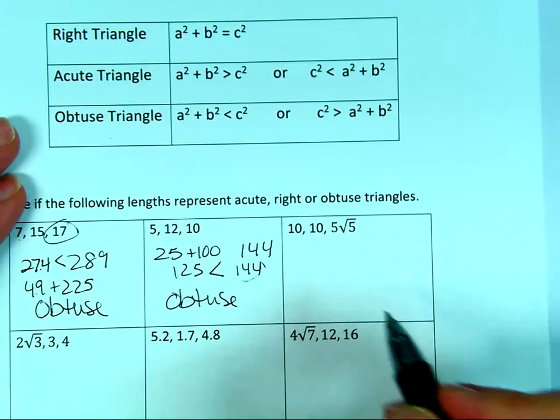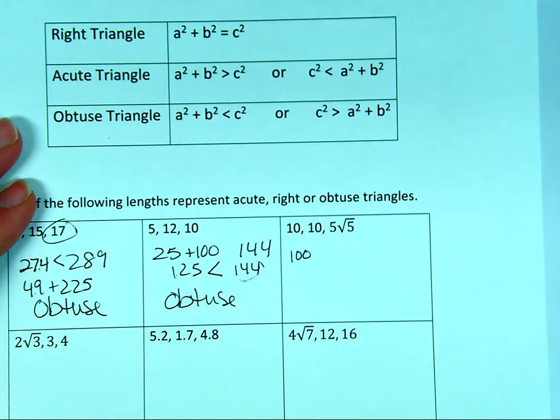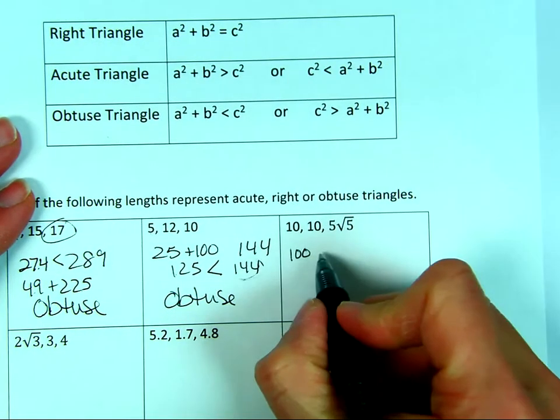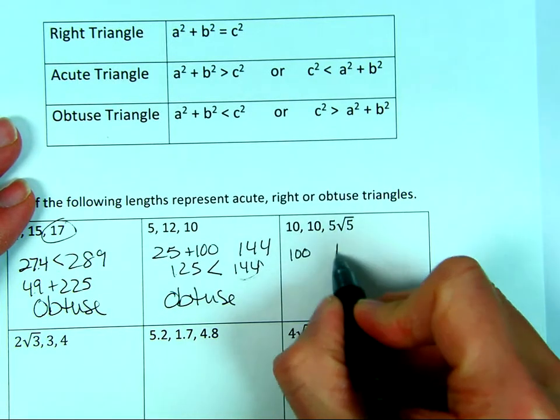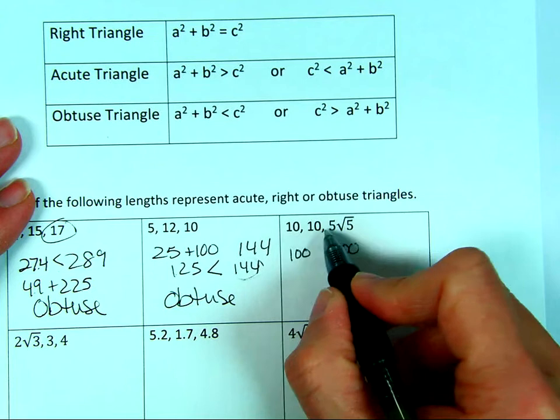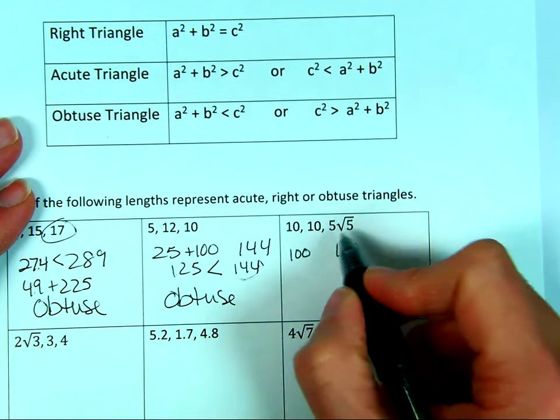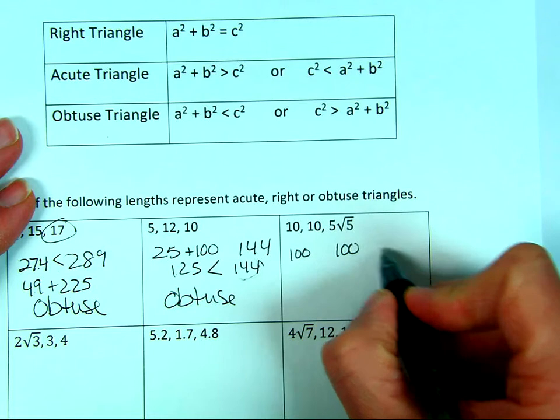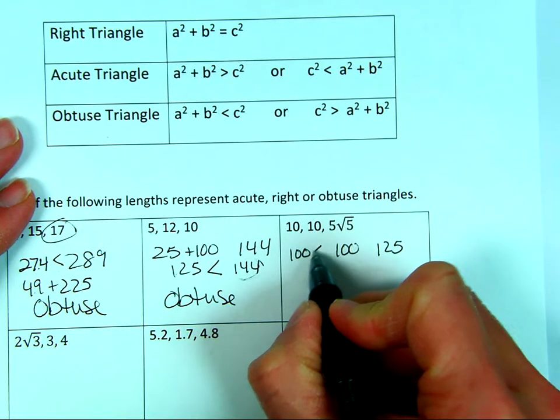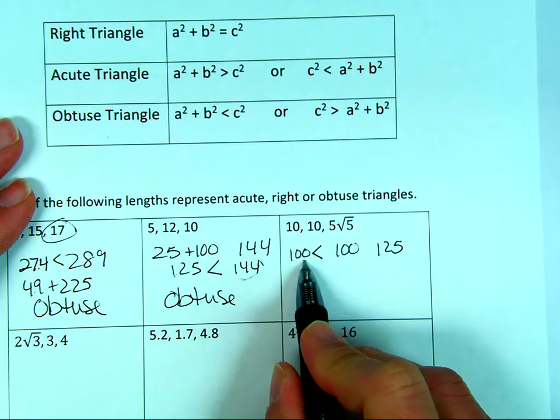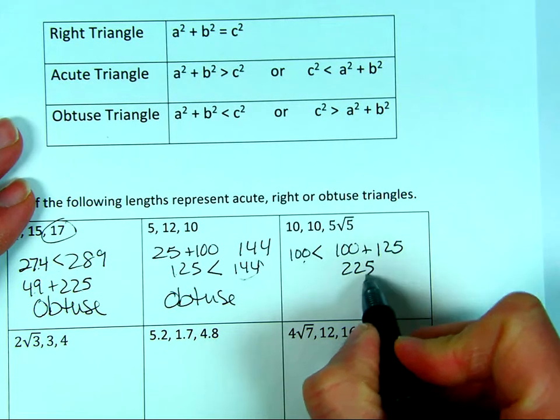Okay, let's try this one. We have 100 and 100. Well, that's going to be an interesting one because we got two 100s, so there's not a longer one, but we'll just pick one of them. So obviously we know it's not right. So this squared is going to be 25 times 5, which is 125. So that is going to be an acute triangle because that one side was smaller than the sum of the other two, which is 225.